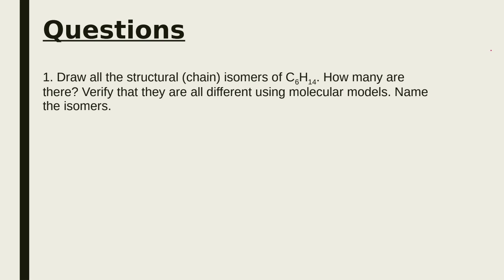So what we do first is we just start off with a straight chain of 6 carbons in a row.